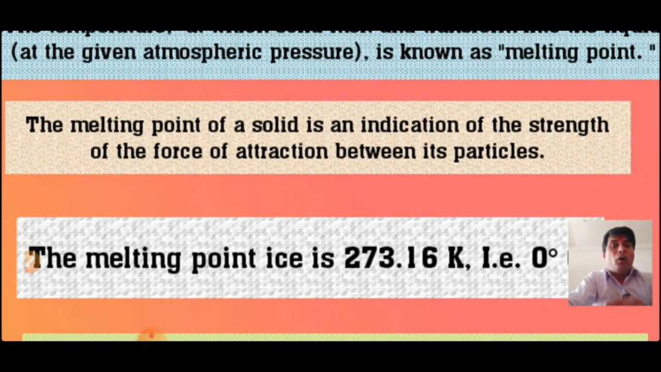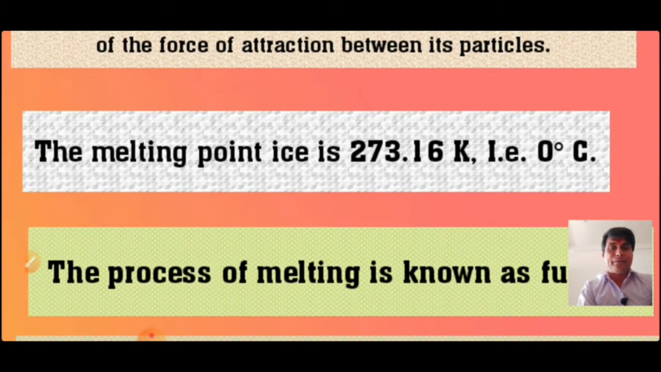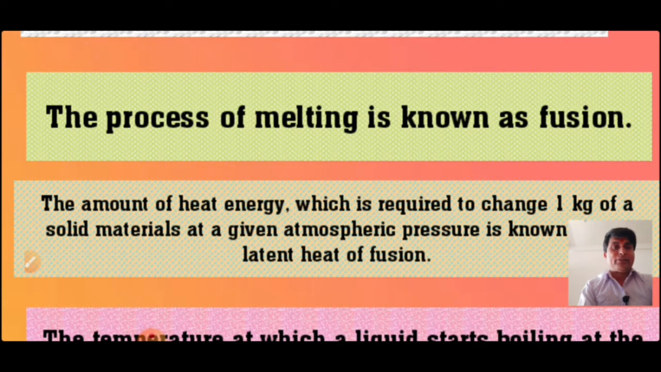The melting point of a solid is an indication of the strength of the force of attraction between its particles. The melting point of ice is 273.16 Kelvin, that is 0 degrees Celsius. The process of melting is known as fusion.